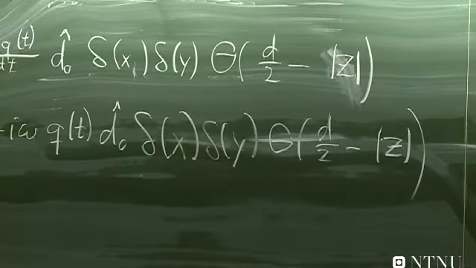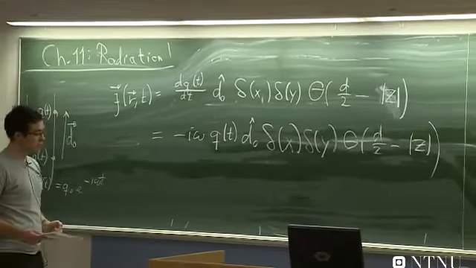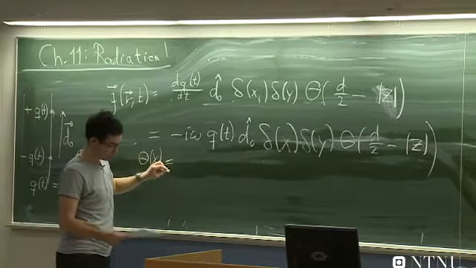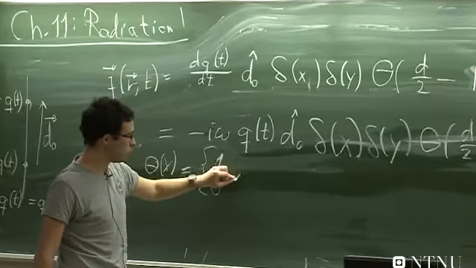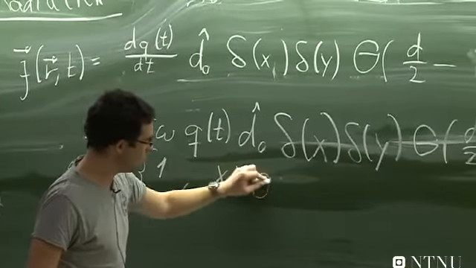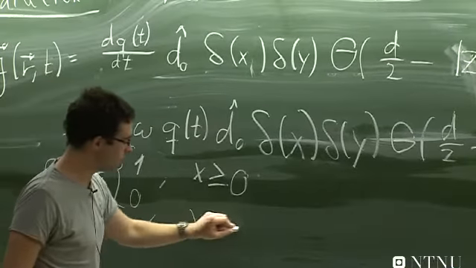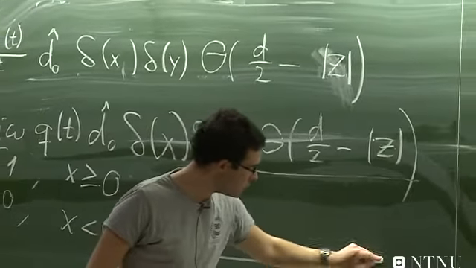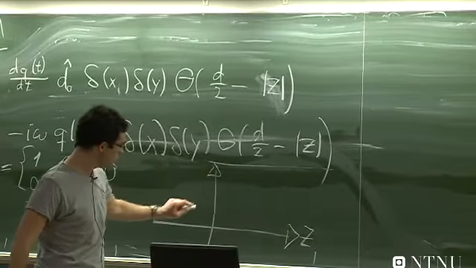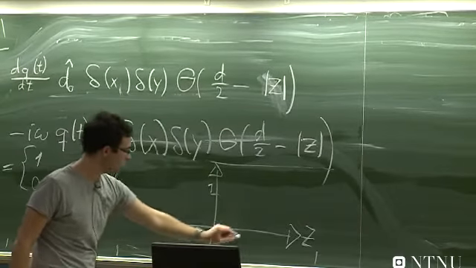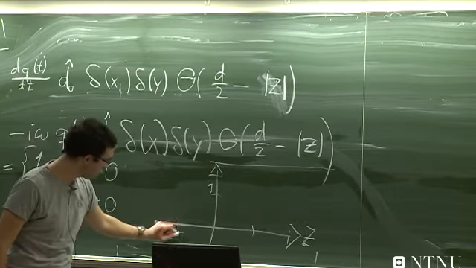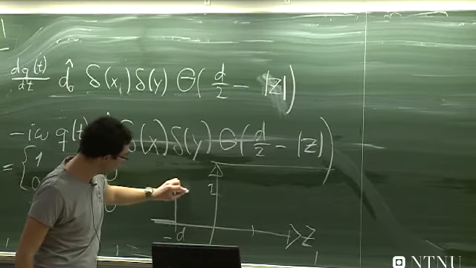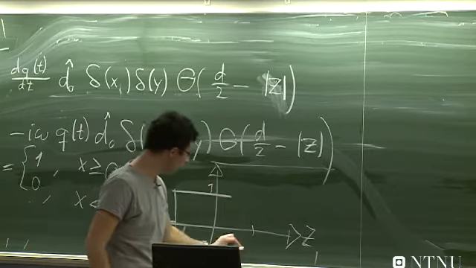And theta, if you don't know what that is, well, that's the Heaviside step function. So theta of x is equal to 1 if x is greater than or equal to 0, and it's 0 if x is less than 0. Meaning that this function looks like the following. This is the z axis. This is 1. Then it turns on at minus d half. So the function goes like this, and it turns off at plus d half.